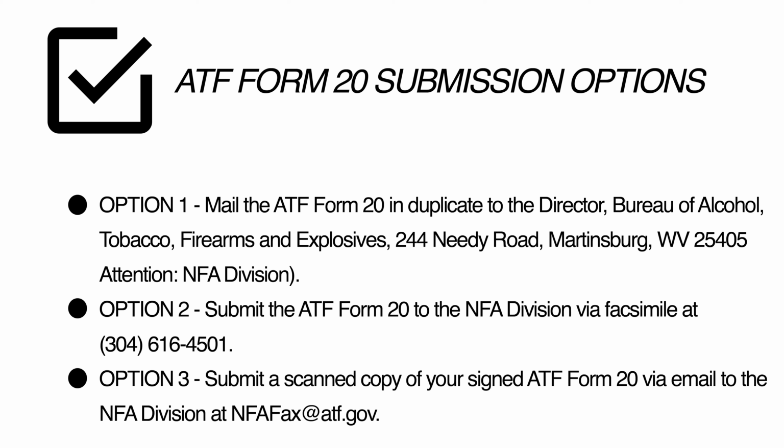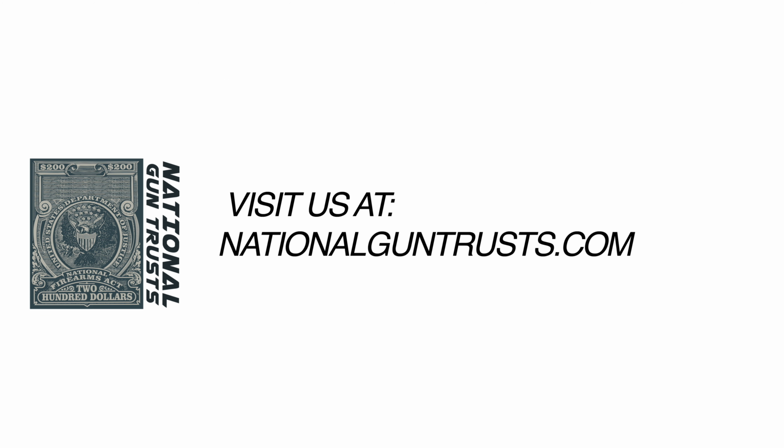You can mail the ATF Form 20 in duplicate to the Director, Bureau of Alcohol, Tobacco, Firearms, and Explosives, 244 Needy Road, Martinsburg, West Virginia, 25405. Attention, NFA Division. The second method would be to submit the ATF Form 20 to the NFA Division via facsimile at 304-616-4501. The last option would be to submit a scanned copy of your signed ATF Form 20 via email to the NFA Division at nfafax@atf.gov. This completes the ATF Form 5320.20 video walkthrough guide.